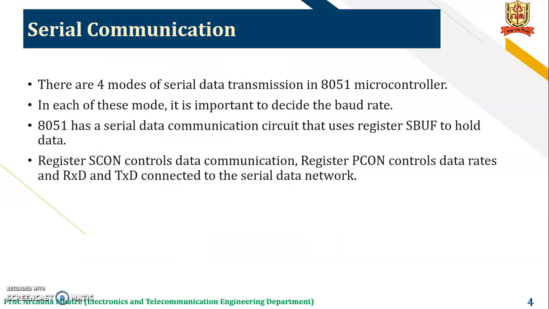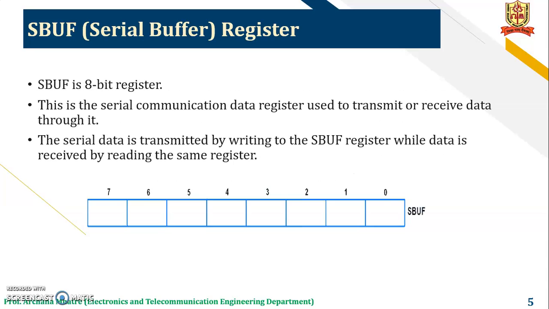Now in serial communication, there are 4 modes for serial data transmission in 8051 microcontroller. In each of these modes, it is important to decide the baud rate. 8051 has a serial data communication circuit that uses the register SBUF, that is the serial buffer, to hold the data. Register SCON controls data communication, and register PCON controls the data rates, and RxD and TXD are connected to the serial data network.